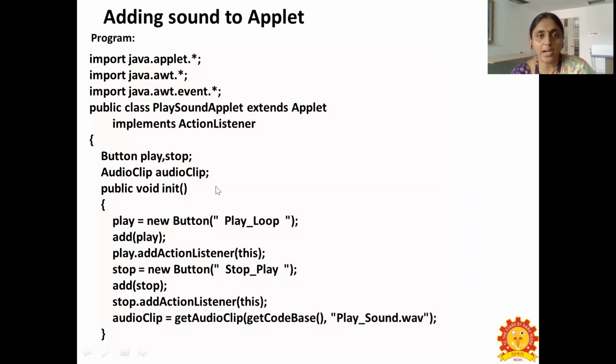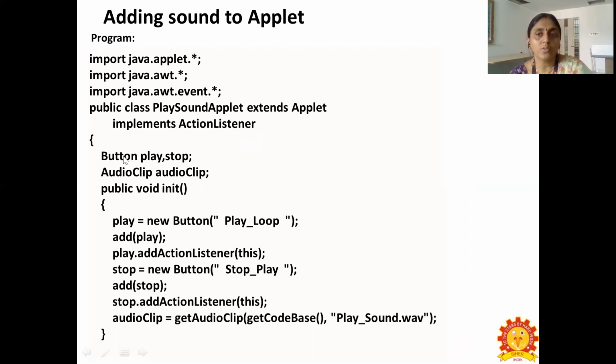And then how to add sound to the applet. So here we are importing again the AWT package, applet package, and also java.awt.event. The event package is used here because we are going to embed the sound file into the applet. So here the class name is PlaySoundApplet, which extends Applet and implements the ActionListener interface. So this ActionListener is responsible for handling the embedded audio file.